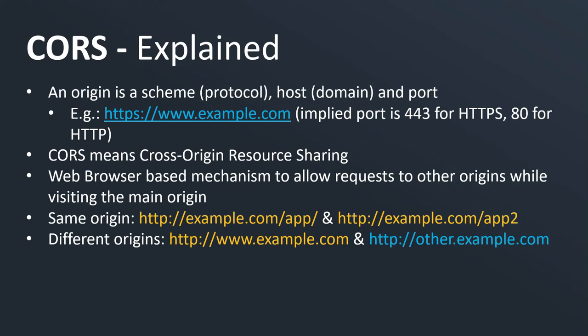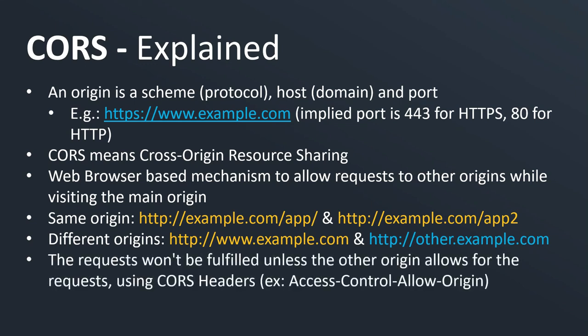So now that we know what is the same origin and what is a different origin, we know that the request will not be fulfilled unless the other origin allows for the request using the CORS header. And the CORS header is this one you will see in the hands-on, called Access-Control-Allow-Origin. Okay, so that's just for the theory. Now let's go in the diagram and it will make a lot more sense.